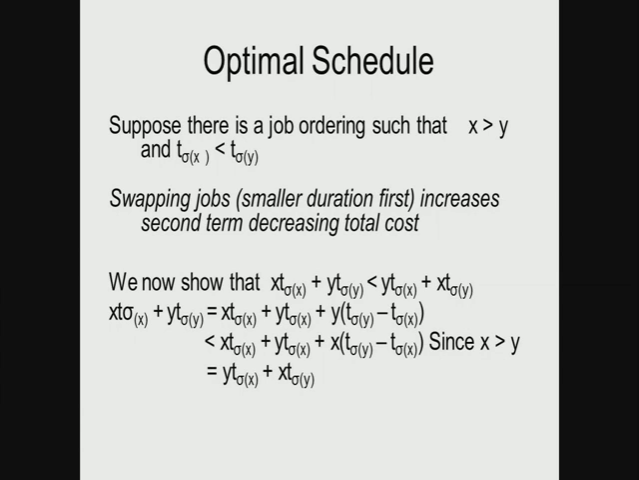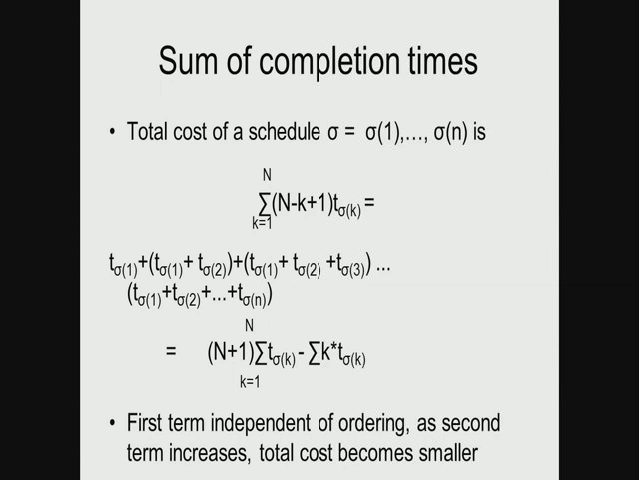a pair of jobs at sigma of x and sigma of y with the property that sigma of y is later than sigma of x, and the time taken by the job scheduled at sigma of y is more than the time taken by the job scheduled at sigma of x. If we exchange these two jobs, the contribution to the second term in the sum of completion times reduces, and therefore we have a new schedule whose sum of completion times is strictly smaller.